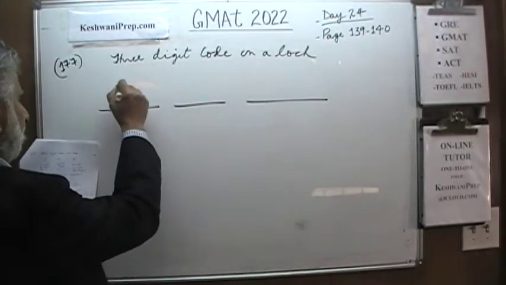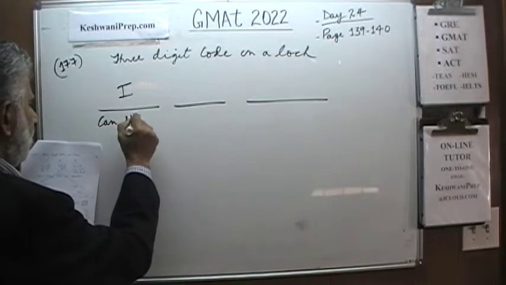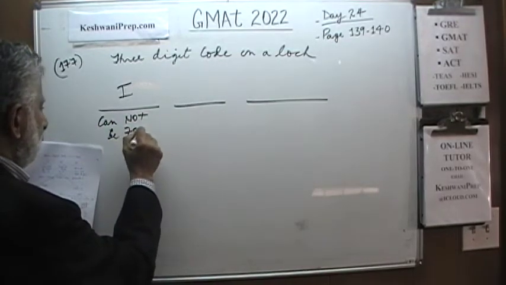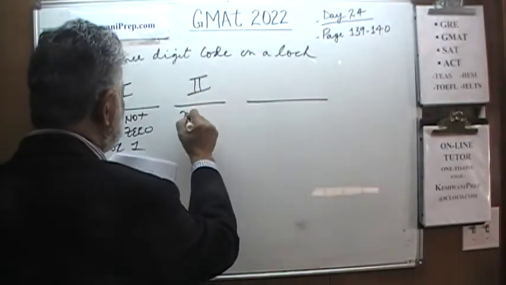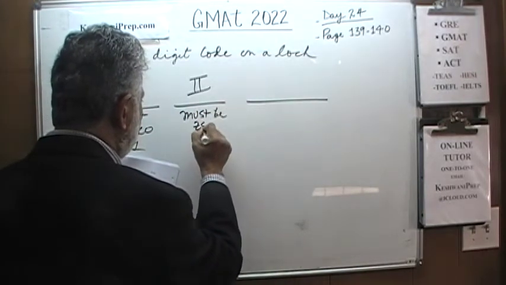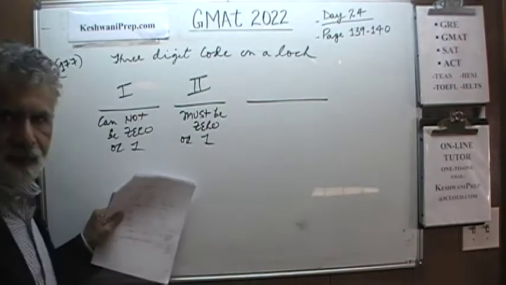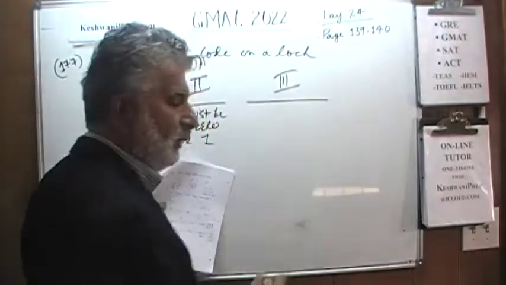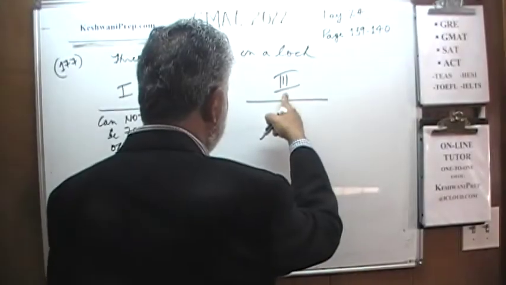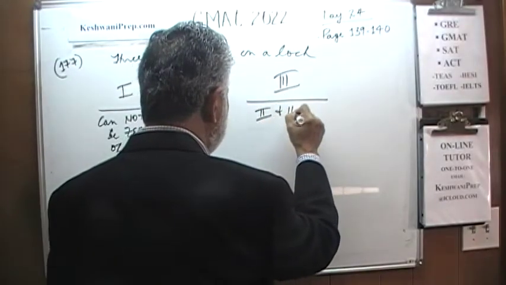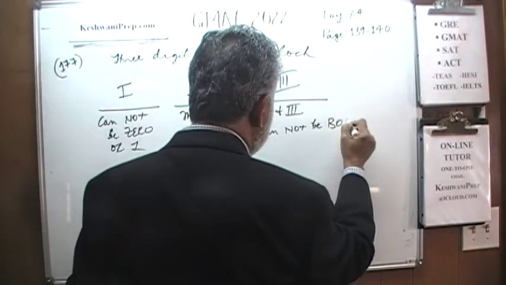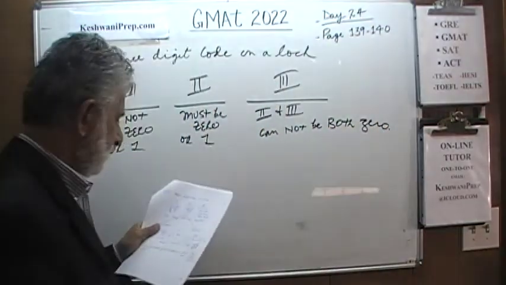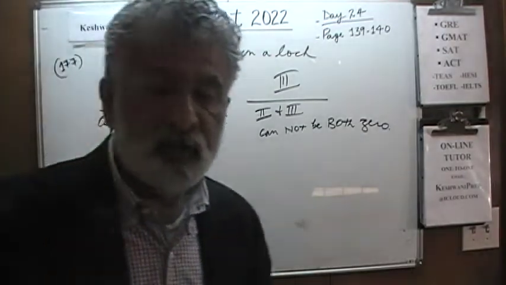First condition is that the first digit cannot be 0 or 1. Second digit, we are told, must be either a 0 or a 1. And the third digit, we are told, has to meet one condition as well. The second and third digits cannot be both zeros. The question is, given these three conditions for the three digits, how many different possible ways are there that we can create the code?